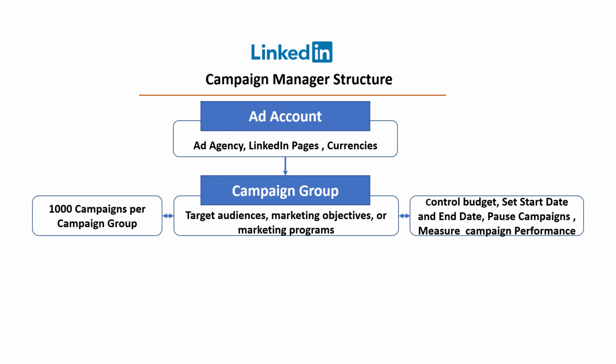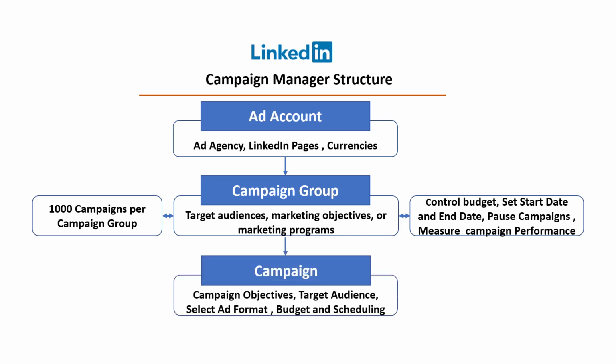So once you have the campaign group, obviously under the campaign groups you can create different campaigns. And what we usually do when creating the campaigns is, you can set the campaign objectives, you can set the target audience, you can select the ad format, or you can set the budget and scheduling for each of the campaigns. I hope this structure is clear. So from now onwards, first I will show you how to create an ad account. Then we will create one campaign group, and then we will see how to create a campaign.